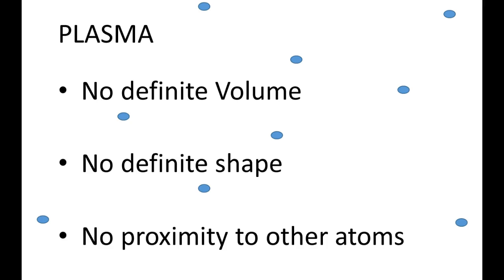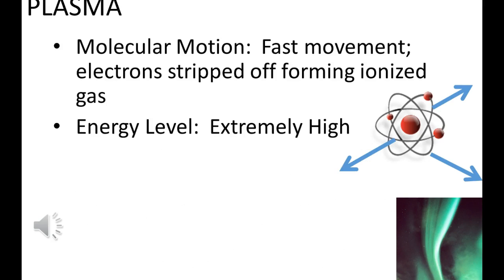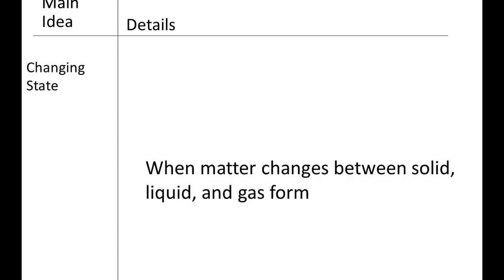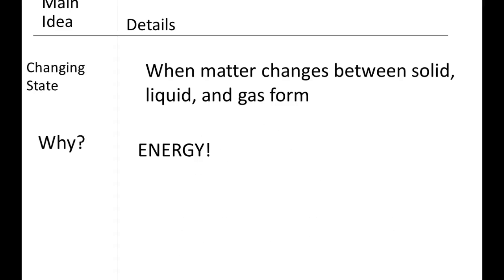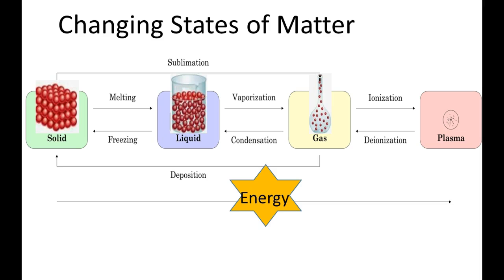Next, we're going to skip plasma, and we're going to talk about changing state. Changing state is very simple. When matter changes between a solid, liquid, and a gas, it's all because of energy. The question is, does energy go up or does energy go down? And that will decide what change in state occurs. Let's take a look at this diagram. If energy goes up, you notice there's an arrow here. Energy goes up, that's increases. Okay, increase.